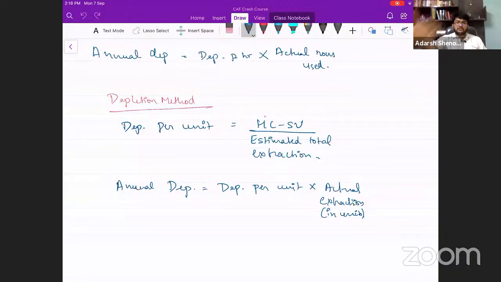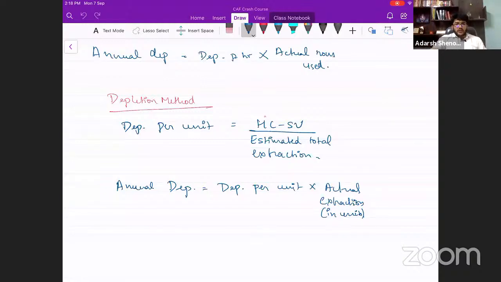The first one, production unit method, we considered the units as the main parameter. And second one, we considered machine hours as the parameter. Third one, we are considering the extraction, that is tons embedded in the land, as the parameter. Just the unit is changing. The method is same. That's all under the three methods.